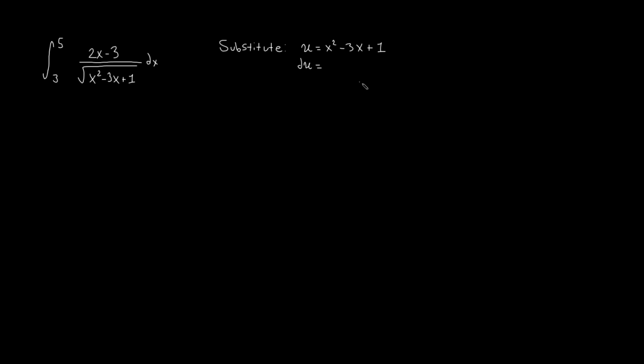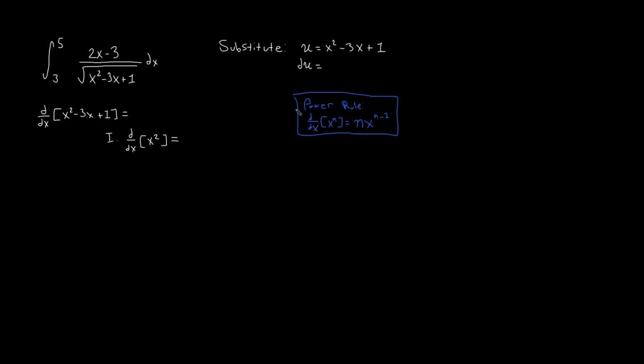How do we find du? We need to find the derivative of x squared minus 3x plus 1. We can do this by going term by term. So let's look at term 1. In order to find the derivative of x squared, we're going to apply the derivative power rule. This here is the derivative power rule. It says that when you're taking the derivative of something that has an exponent, you're going to bring the exponent out front, and then you're going to multiply it by the base, and then you're going to keep that same exponent there, but you're going to subtract it by 1.